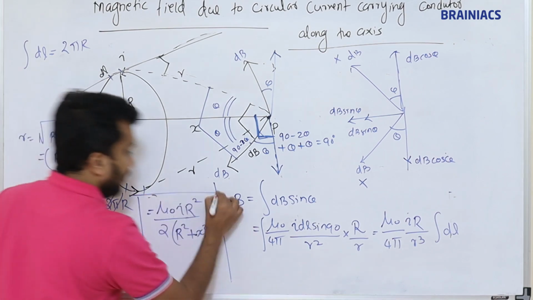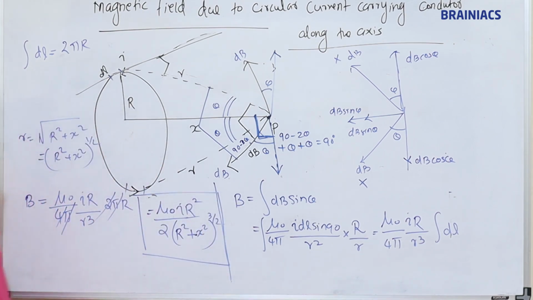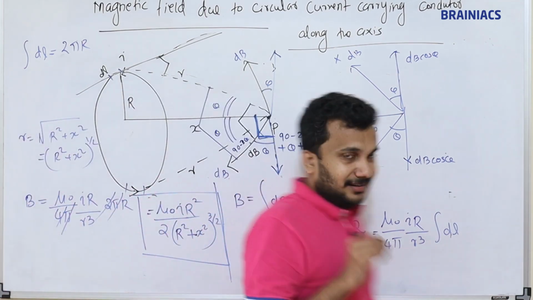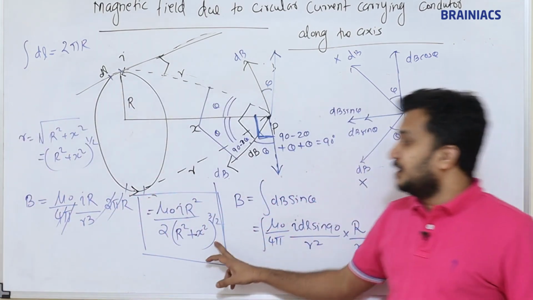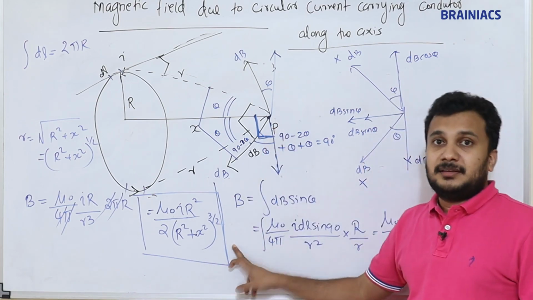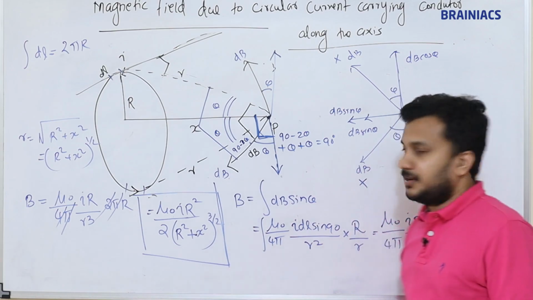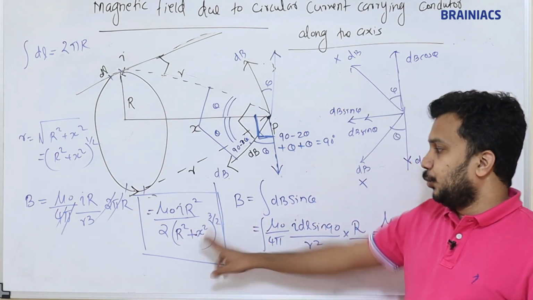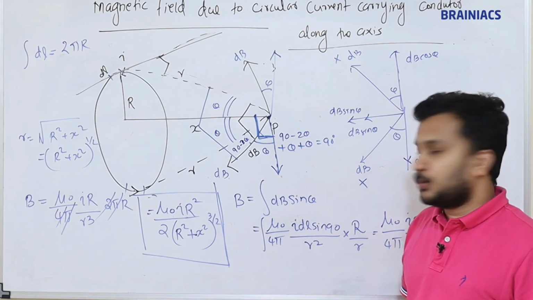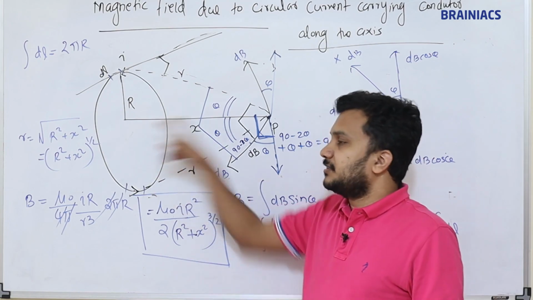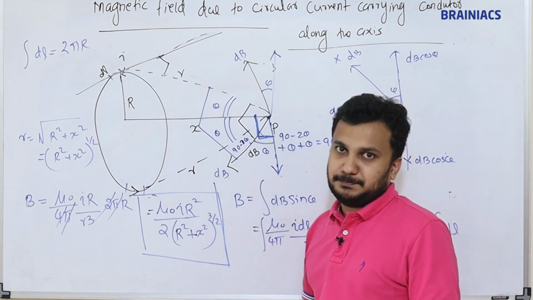This is the formula of magnetic field intensity due to a circular current carrying conductor at the axis of the circular current carrying conductor: mu 0 I r square whole divided by 2 into r square plus x square whole power 3 by 2. R is the radius of the circle and x is the distance from the center.